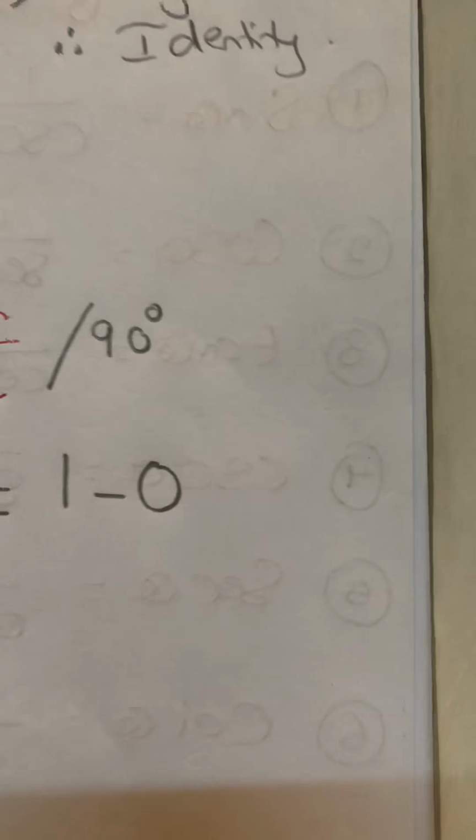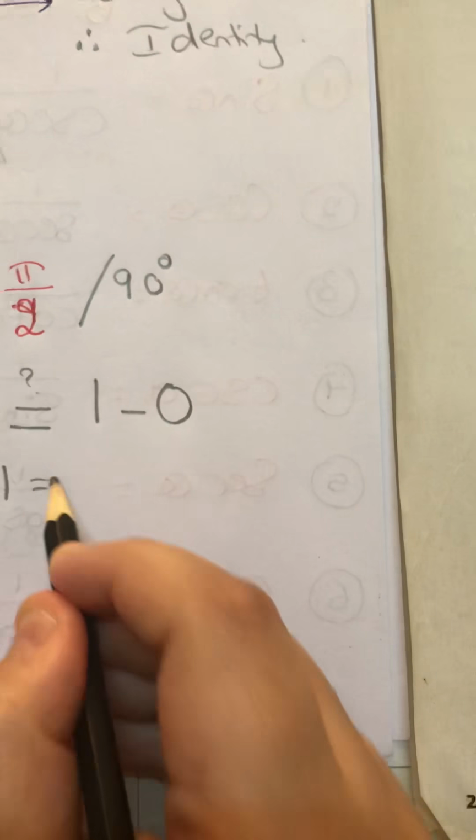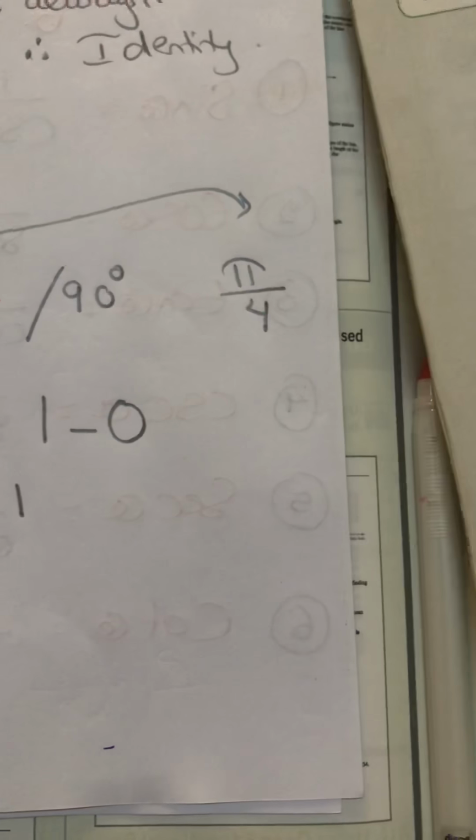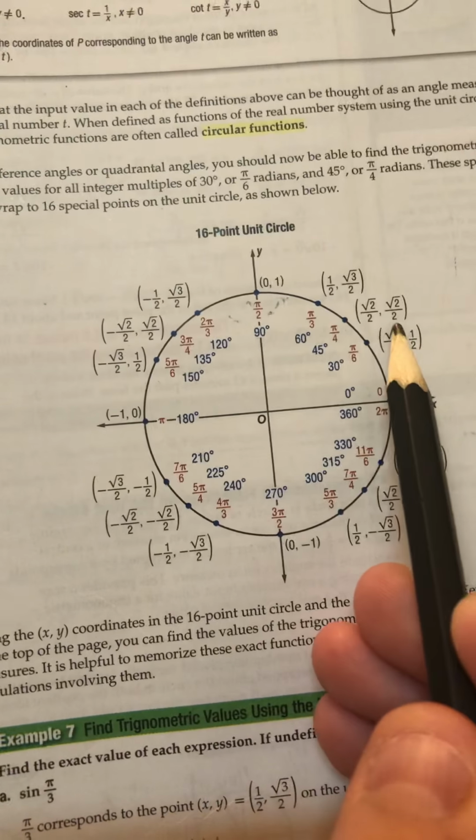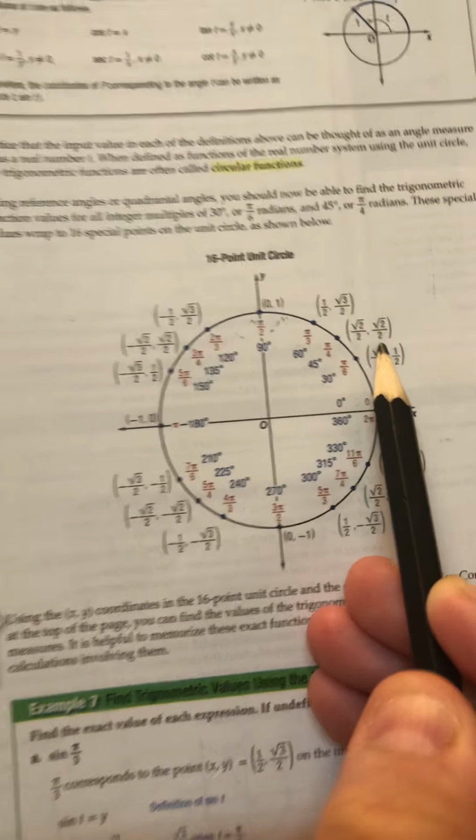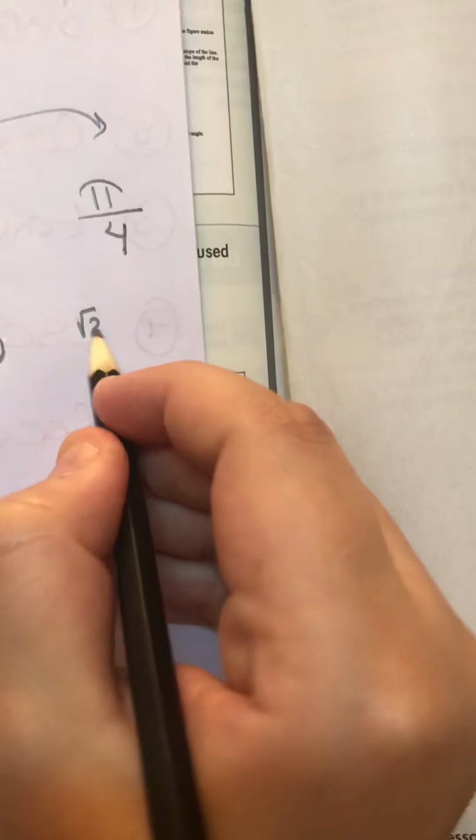Okay. Sine at 90 is 1. It is still true. But I will prove it's not true. Let's try pi over 4, which is 45. Sine at 45 is equal to root of 2 over 2. So it is root of 2 over 2.